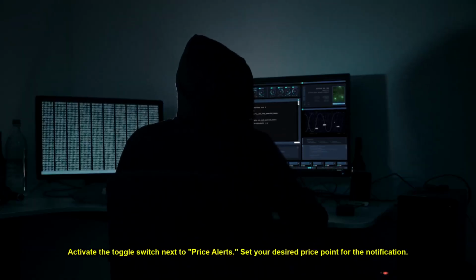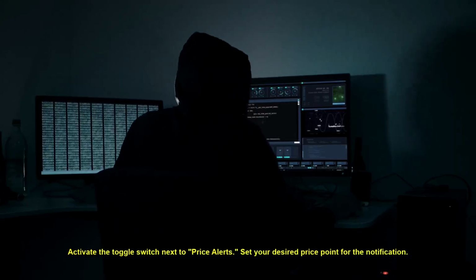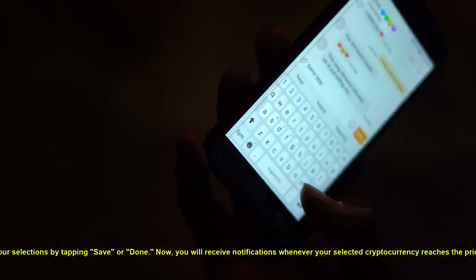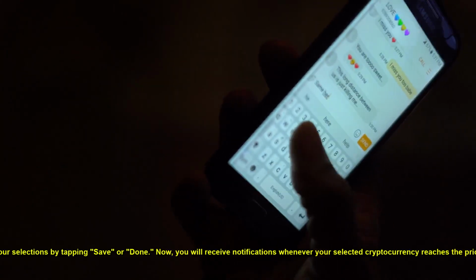Activate the toggle switch next to Price Alerts. Set your desired price point for the notification. You can choose to receive notifications for specific price increases or decreases. Confirm your selections by tapping Save or Done.